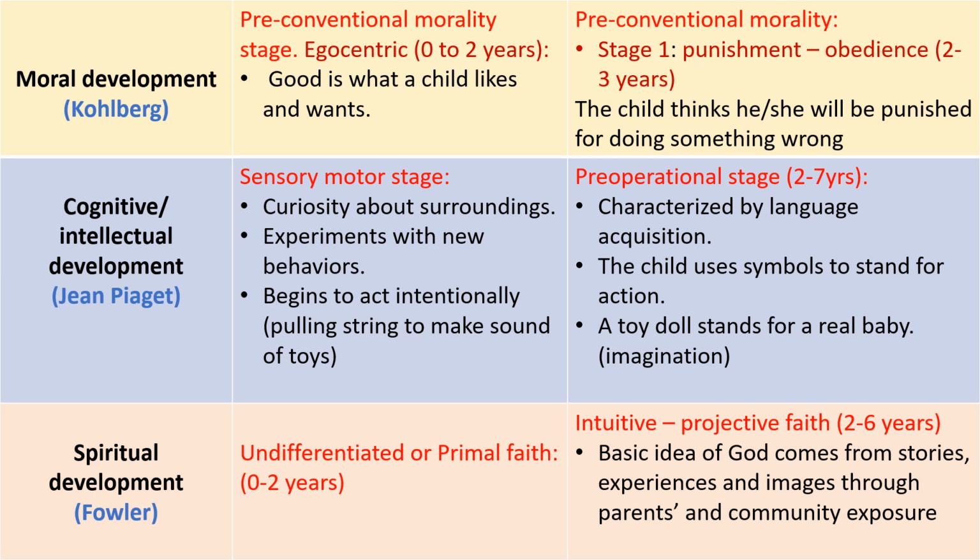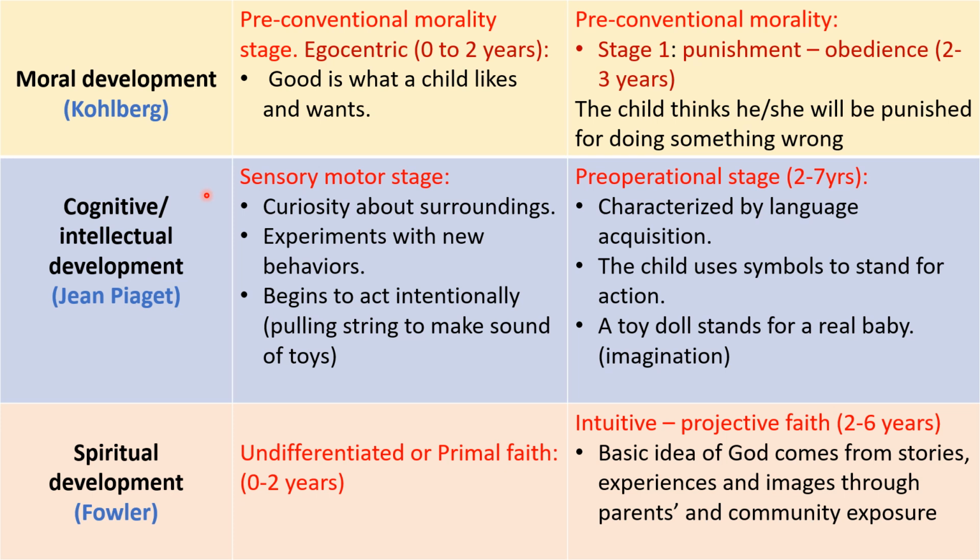Egocentric means good is what the child likes and wants. If the child is hungry, the child will be crying for 0 to 2 years. If the child wants a toy, the child will be crying. So good is what a child likes and wants. But as the child grows, the child thinks he or she will be punished for doing something wrong. So there is punishment obedience. That is stage 1 of pre-conventional morality, which develops after 2 years.